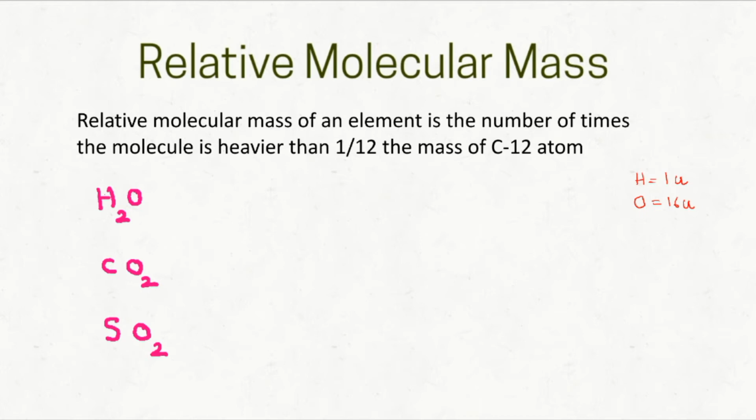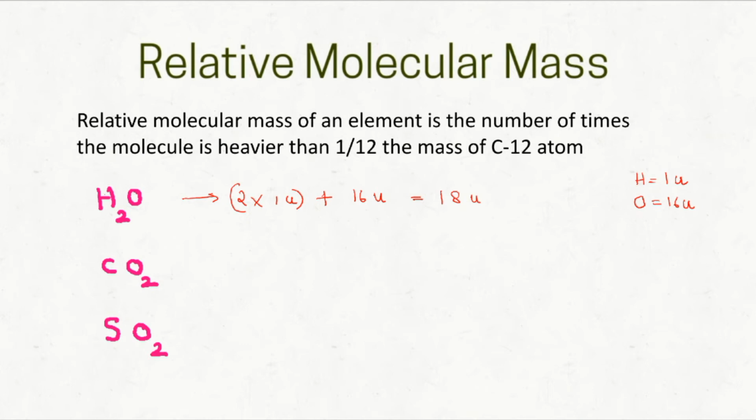So what will be the molecular mass of water? In water, 2 hydrogen atoms are there, so 2 into 1 unit. That is the atomic mass of hydrogen. Again, 1 oxygen atom is also there, so that will be equal to 16 units. Totally, we can write it as 18 AMU, or simply 18 units.